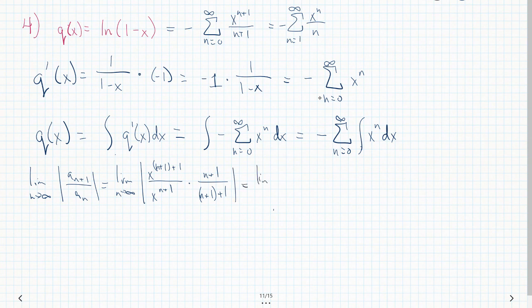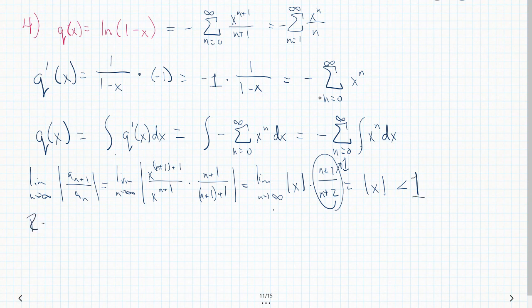And so that equals the limit as n goes to infinity. We'll just have an absolute value of x, and then we'll have n plus 1 over n plus 2, which luckily that whole thing right there just equals 1. So that means this is the absolute value of x, and we need that to be less than 1. So the radius of convergence in this case is r equals 1.